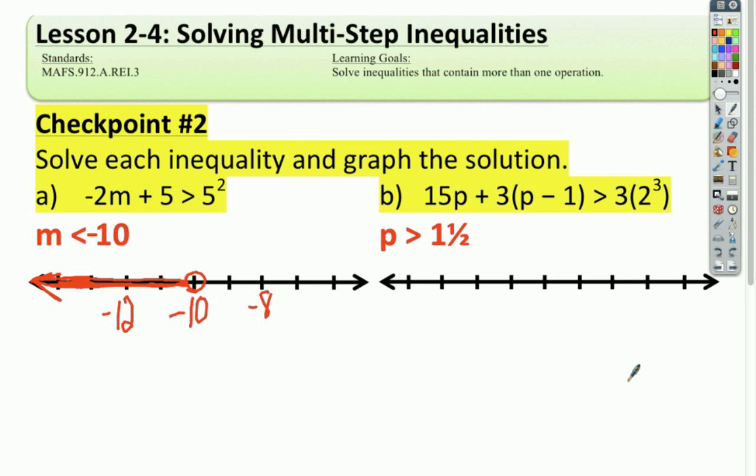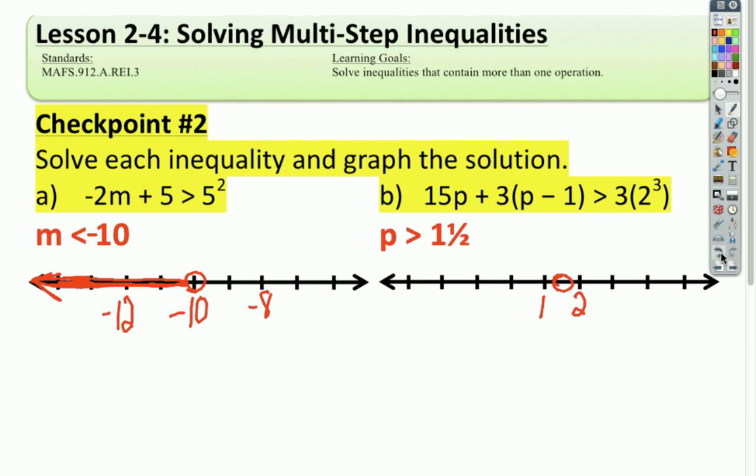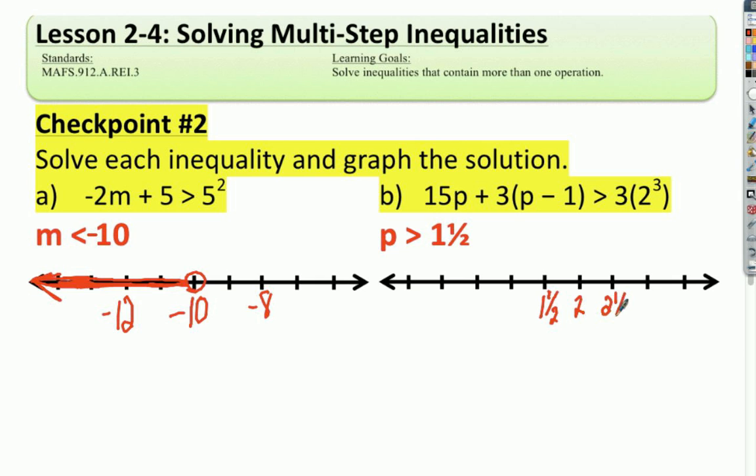If you like to label with whole numbers and you wanted to put a 1 and a 2, and then put an open circle in between indicating halfway, you could do that. Or you could just say that this is 1.5, and that's 2, and that's 2.5, and that's 1, and that's 1/2. And then put your open circle there, and then shade above.